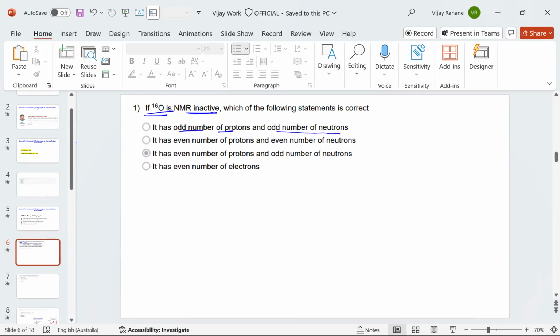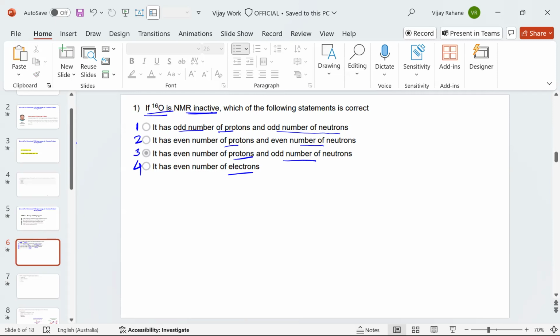The second option is: it has even number of protons and even number of neutrons. The third option is: it has even number of protons and odd number of neutrons. And the fourth option: it has even number of electrons. So which option is correct? Does anyone have any answer?